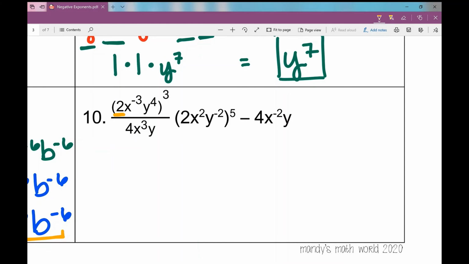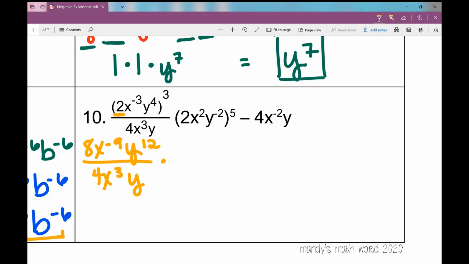2 to the power of 3, that's 8. Times x to the power of, what do I do with my exponents? Multiply them. Negative 3 times 3 is negative 9. Y to the power of 4 times 3 is 12. Over 4x cubed y. And I'm going to put a little dot there. So what do I do over here?